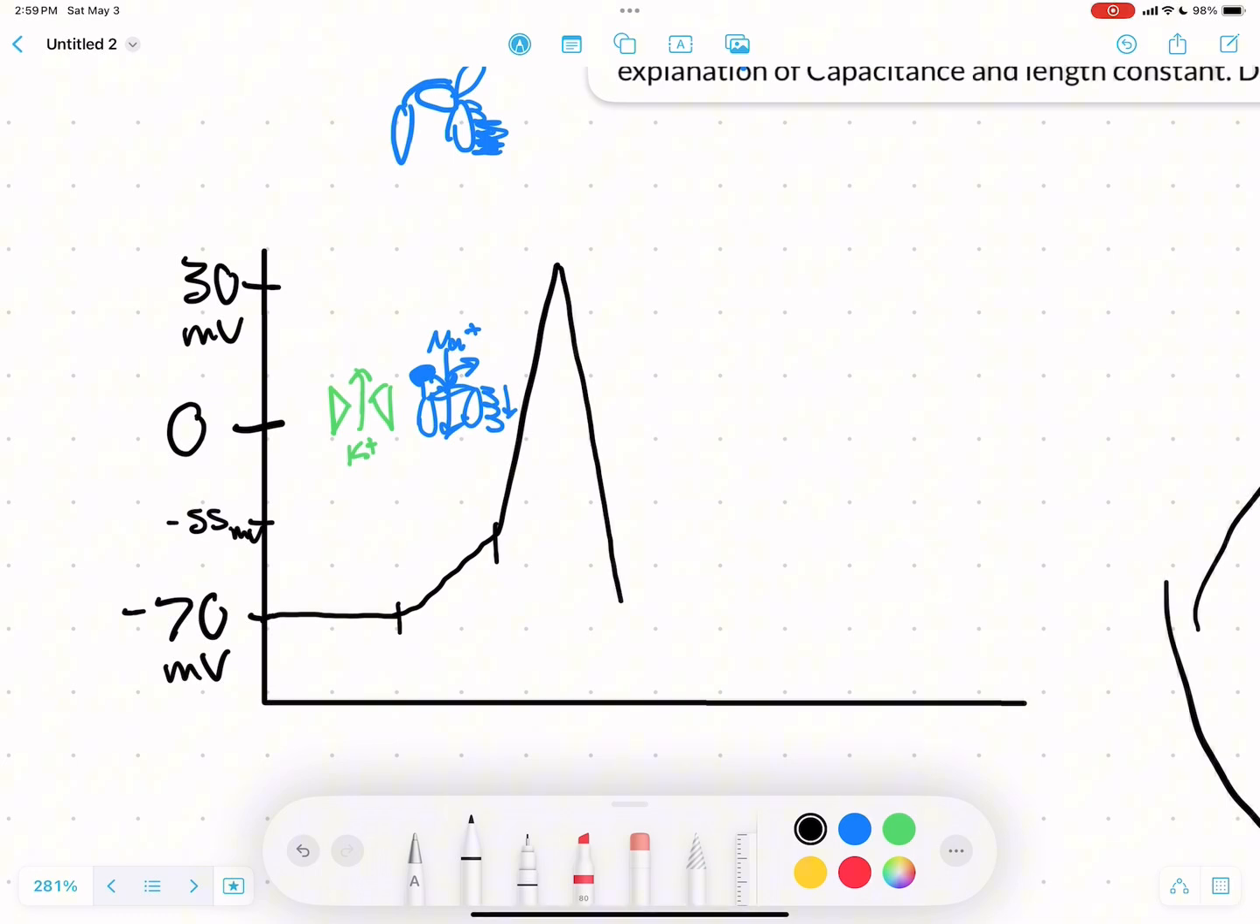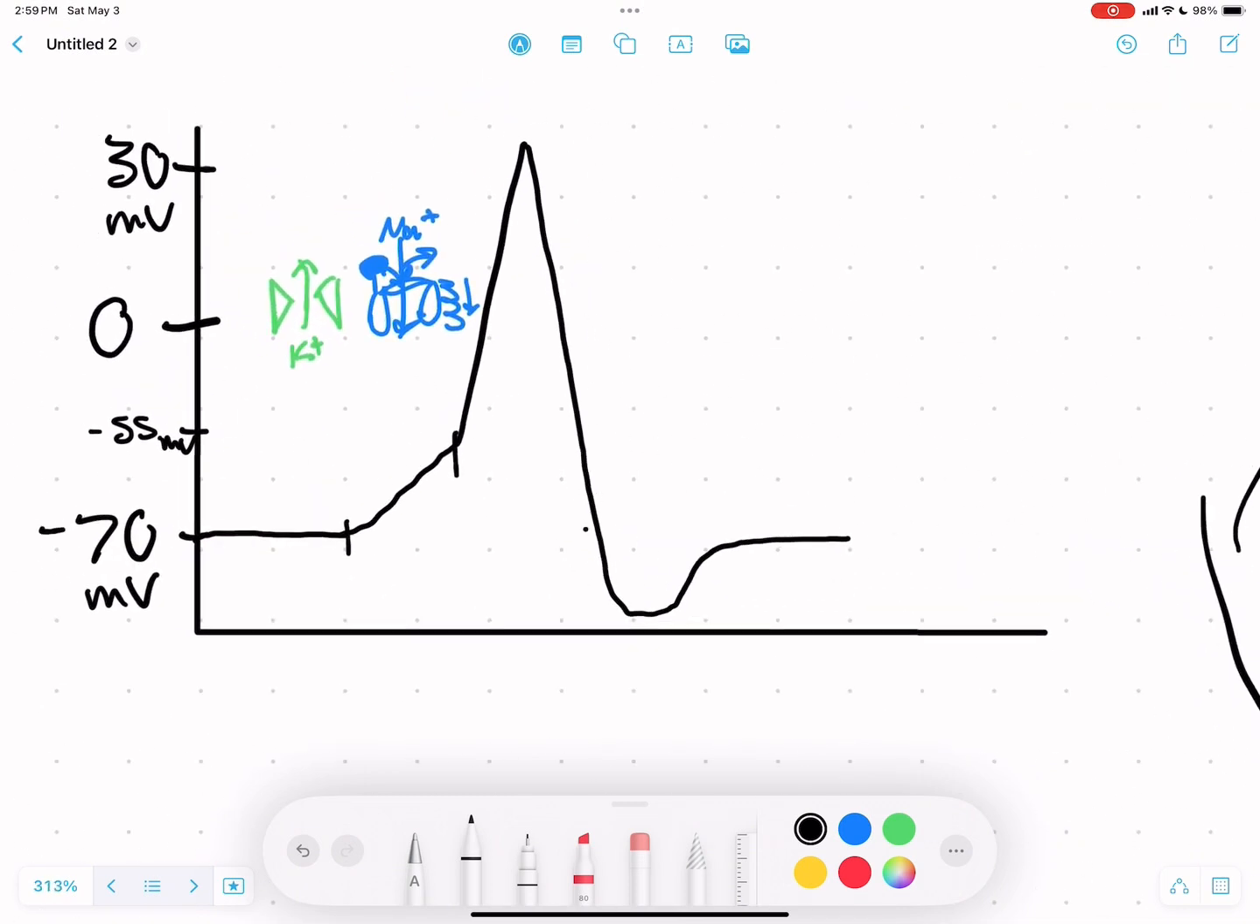and our channels start to close, but our potassium channels take a hot second to close, so it's going to come all the way down here before it goes back to negative 70. And so this little zone right here is what is referred to as hyperpolarization. And so hyperpolarization is because our potassium channels take long to close. They don't like to close very quickly.